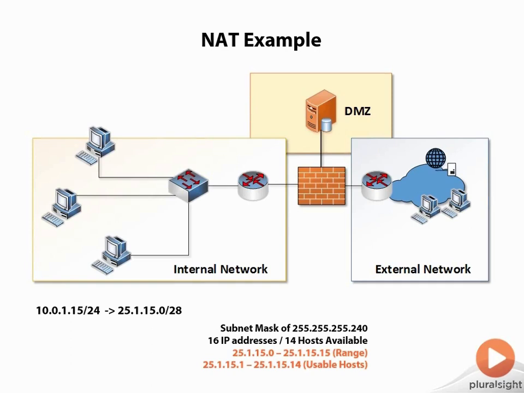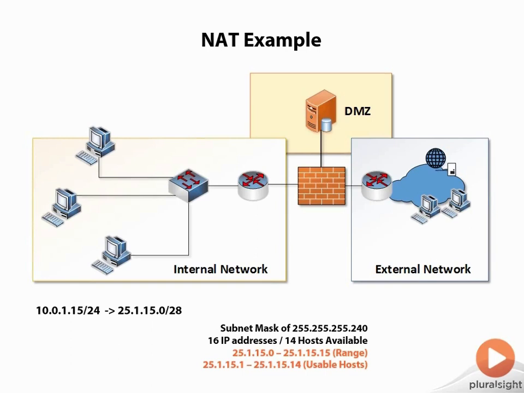Just some additional information. It has a subnet mask of 255.255.255.240. That gives us 16 IP addresses with 14 hosts available. In this particular example, the range would be 25.1.15.0 through 25.1.15.15. It gives us 16 addresses, 0 through 15. The usable addresses, as we talked about, would be 1 through 14, because 25.1.15.0 denotes the network ID, the network address, and 25.1.15.15 would be our broadcast address.